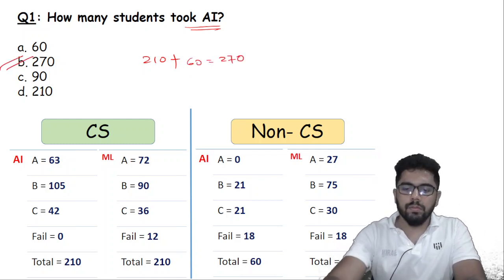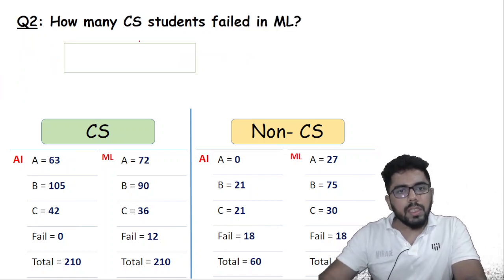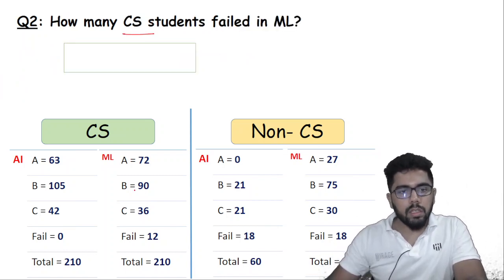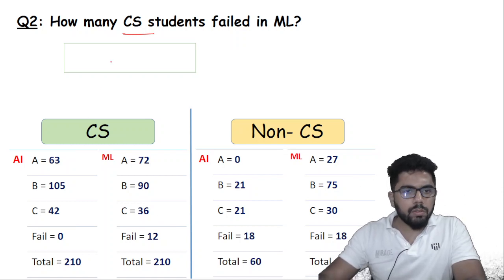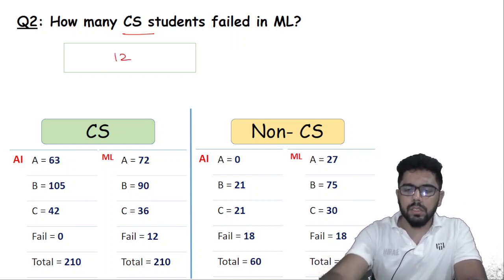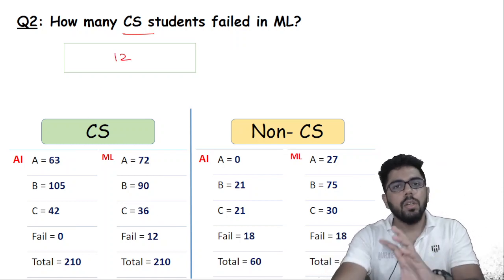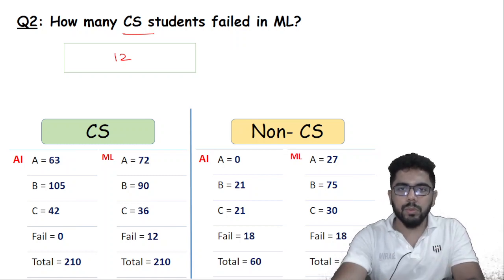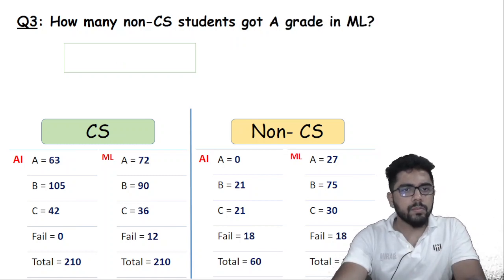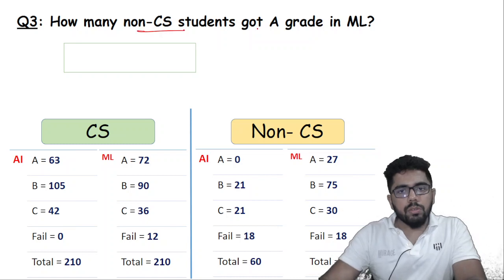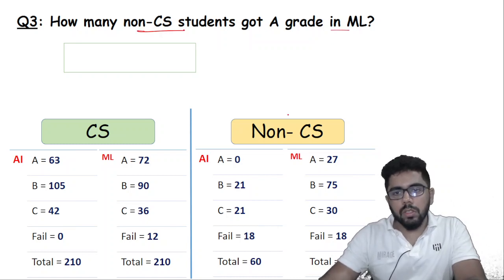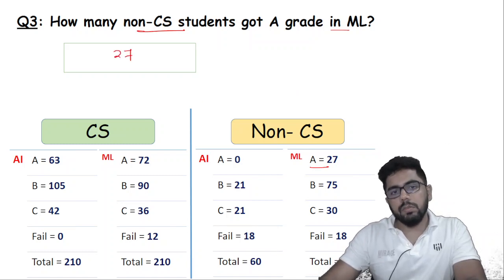Easy question. How many CS students failed in ML? CS students failed in ML, 12. Every question is now answerable because we know exactly what all the data points were, and we calculated everything. How many non-CS students got A grade in ML? Non-CS students getting A grade in ML is 27.